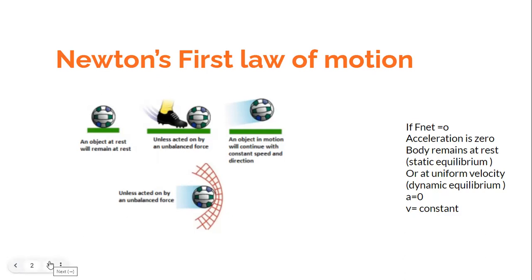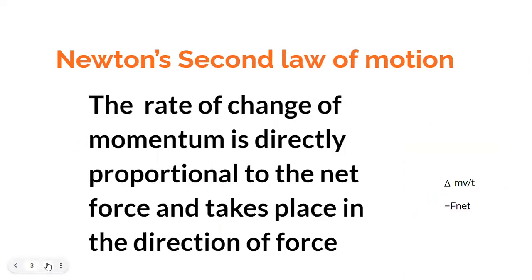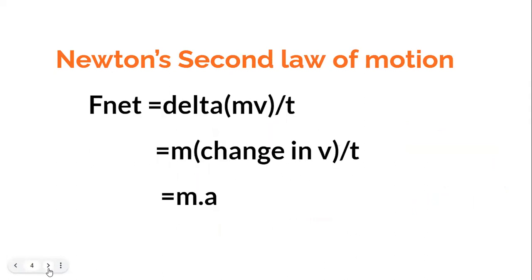But the second law talks about when there is an acceleration, or to be more correct, when there is a change in momentum. The rate of change of momentum, as per the second law, gives us the net force. A special case of Newton's second law, where mass is constant, gives us this very simple equation: F net is equal to mass into acceleration. And we'll be using this equation for solving the problem of connected bodies.